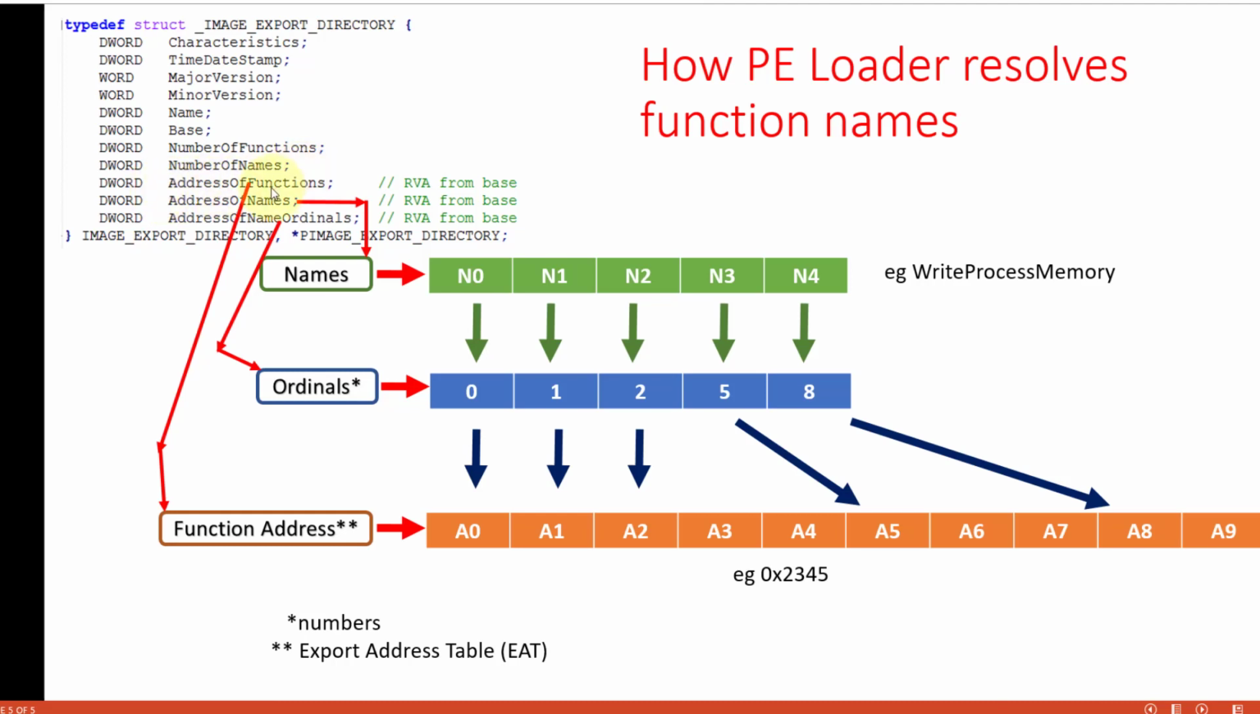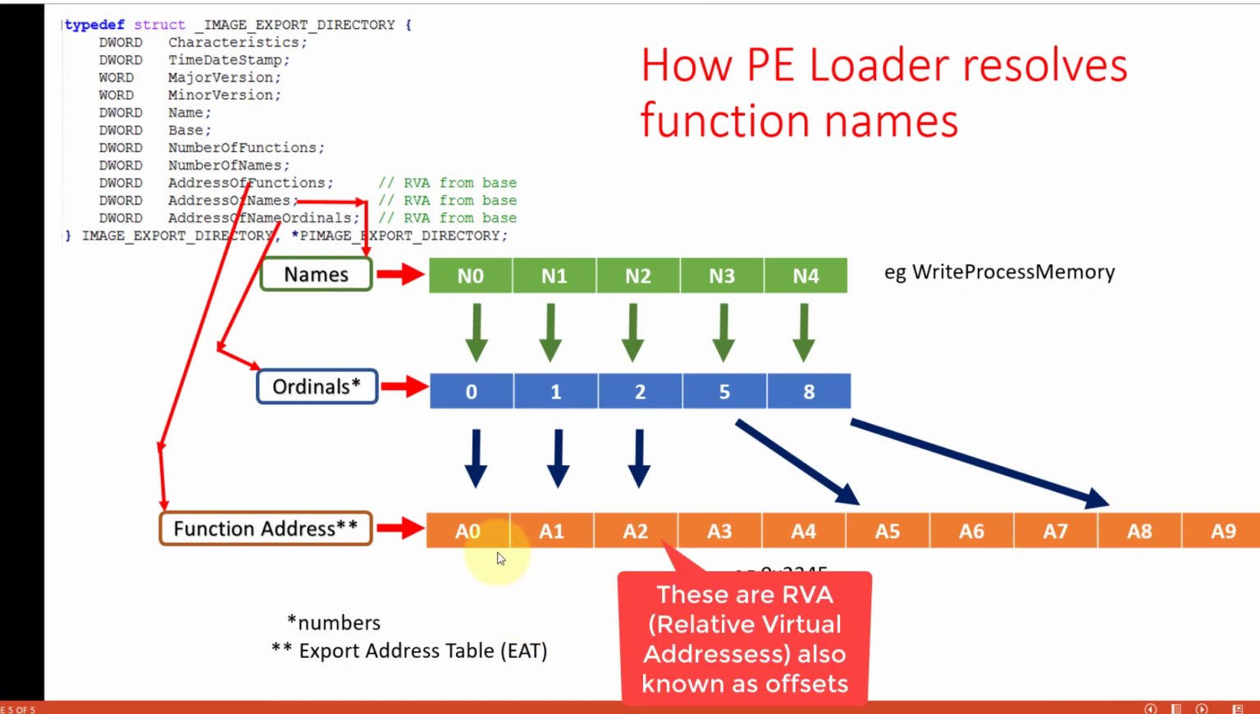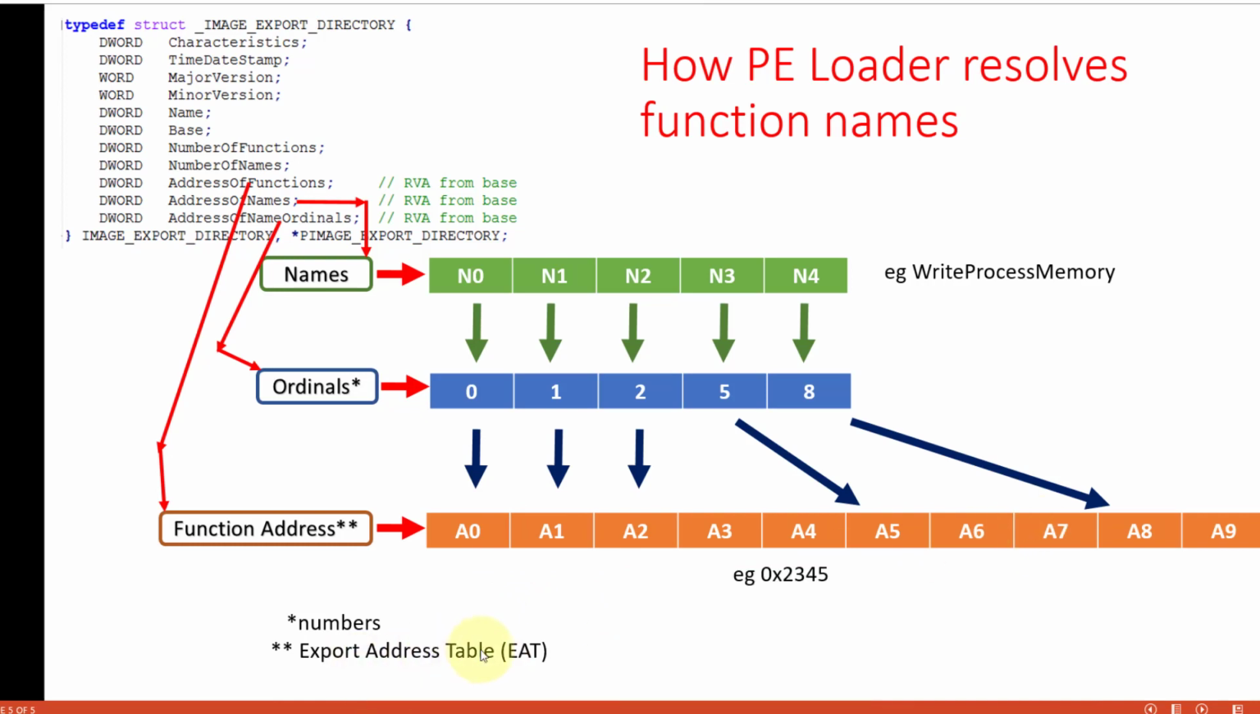This one here, address of functions, refers to this diagram here. And this is the function address. Each of these values stored in here are addresses, for example, in hex 2345 and so on. This is the list of all the functions that are exported by this particular DLL. Another name for this array is export address table, in short EAT.